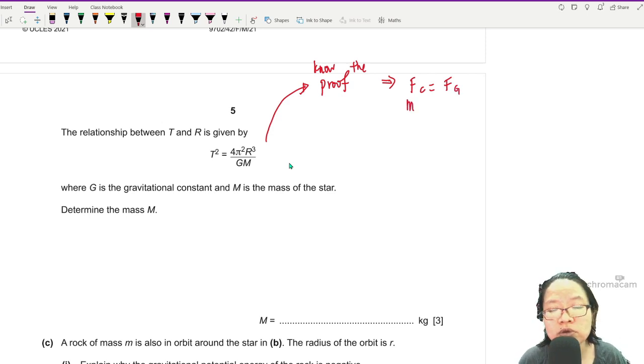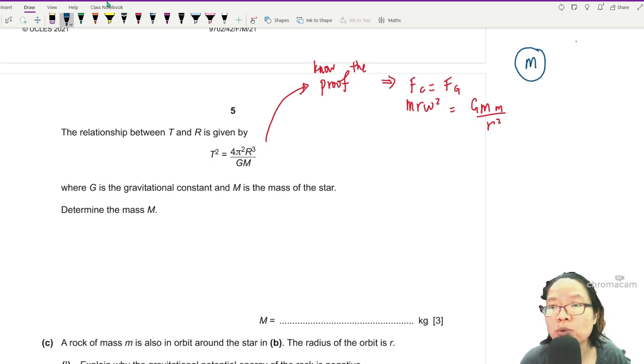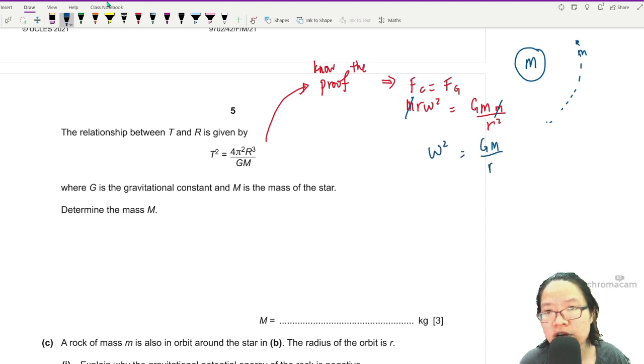Here you can put m r omega squared, and this is the gravitational force, G M m over r squared. Just to give you a description again, this M is the big one, and this m is the small one that is moving in a circular orbit. If we do some rudimentary rearrangement, I get omega squared is GM over r cubed, and omega is 2 pi over T. So (2 pi over T) squared is GM over r cubed. I changed to capital R because they use capital R.